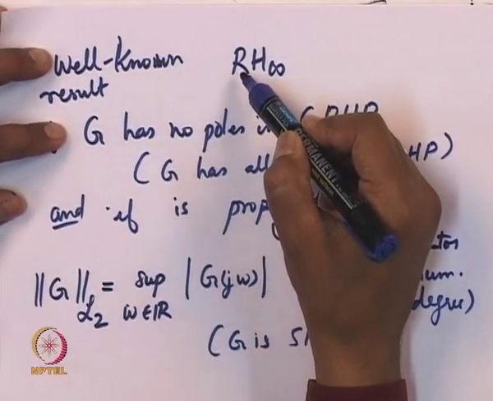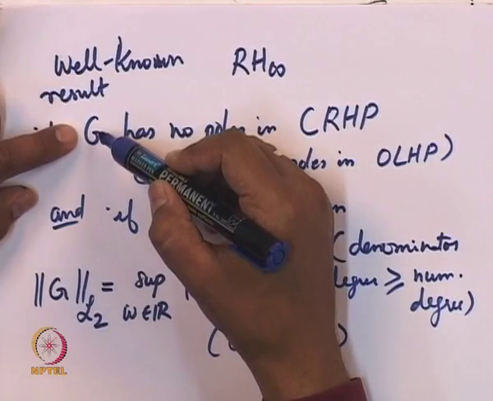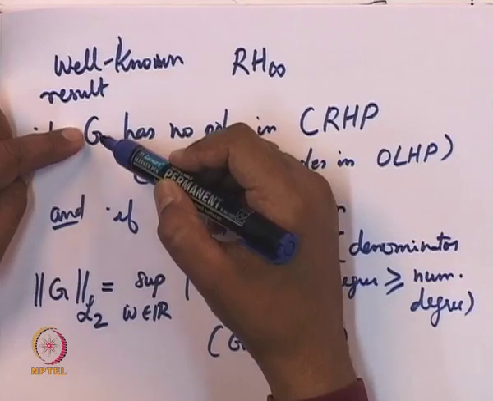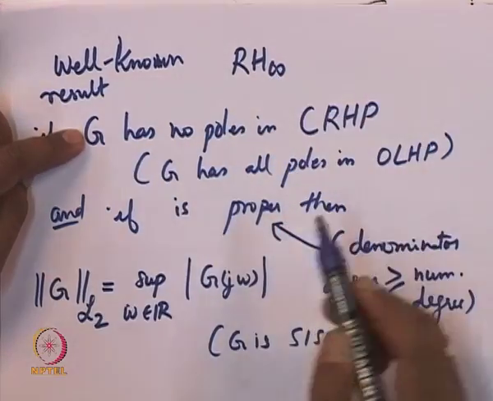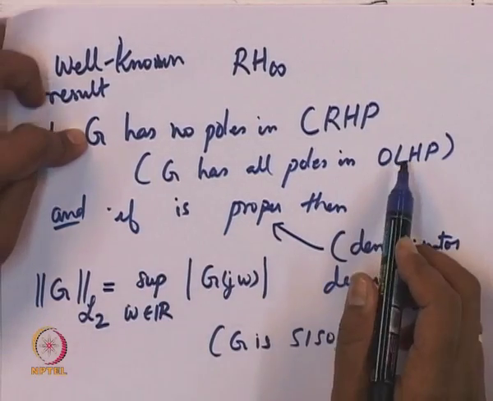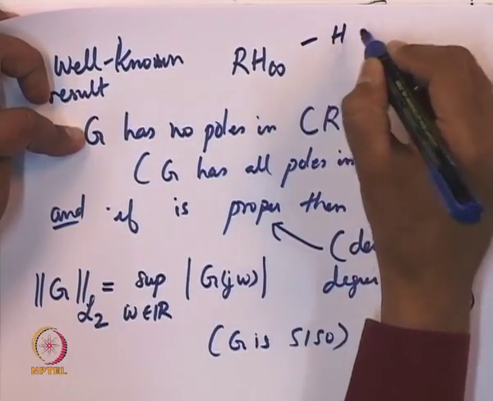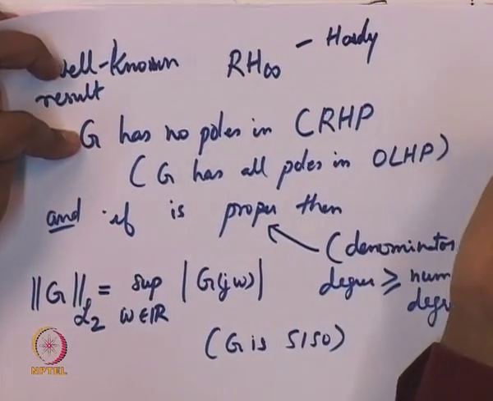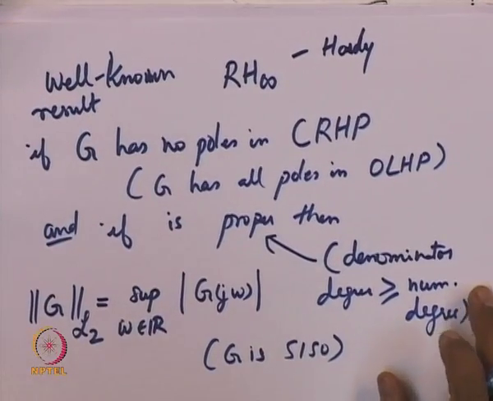R stands for real rational, those transfer functions G which are a ratio of two real polynomials, polynomials whose coefficients are all real. That is what R stands for. And H infinity stands for those transfer functions which are proper and have all their poles in the open left half complex plane. H is in memory of a person called Hardy, who worked a lot in such spaces and many others, and is a close associate of the well-known Ramanujan.